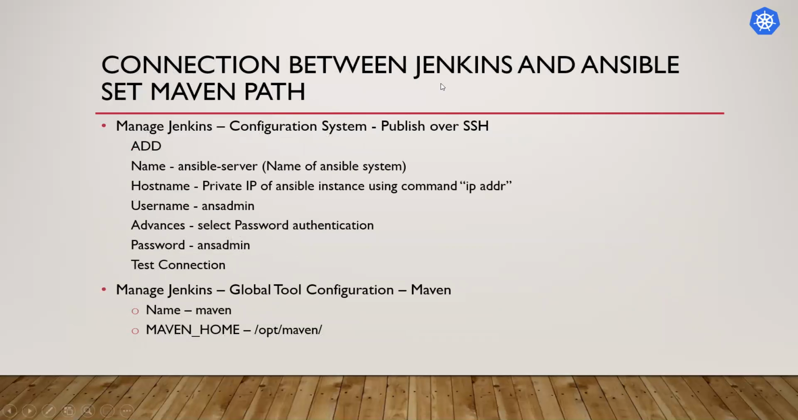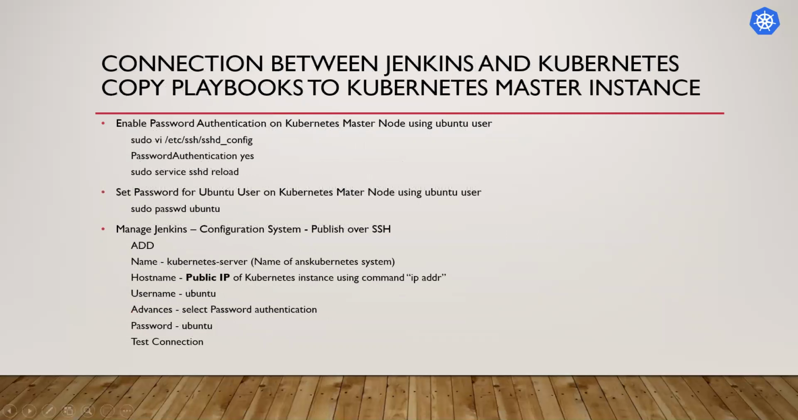And then the connection between Jenkins and Ansible. We will set the Maven path in the jobs on the Jenkins side, right? Now, after that, we need a connection between Jenkins and Kubernetes.